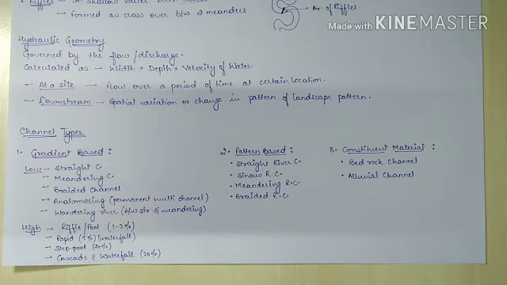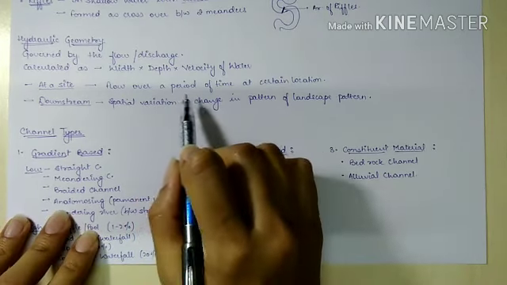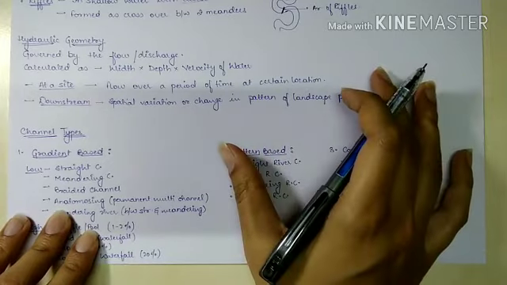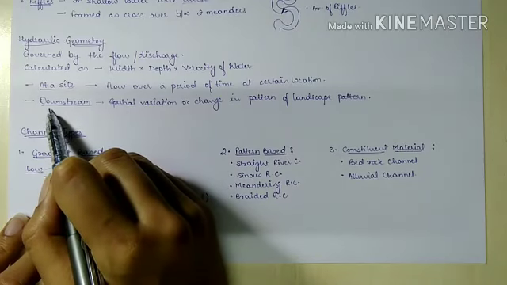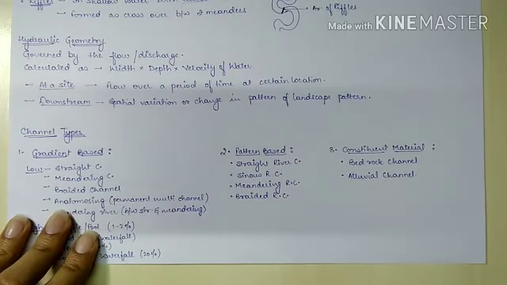Now let's revise. That is width into depth into velocity of the water. So hydraulic geometry can be calculated in two ways. First is at-a-site hydraulic geometry, and second is downstream hydraulic geometry. Here, the flow of water over a period of time at a certain location is calculated in at-a-site hydraulic geometry, and in downstream, we will calculate the spatial variation or changes in the landscape pattern. Okay.